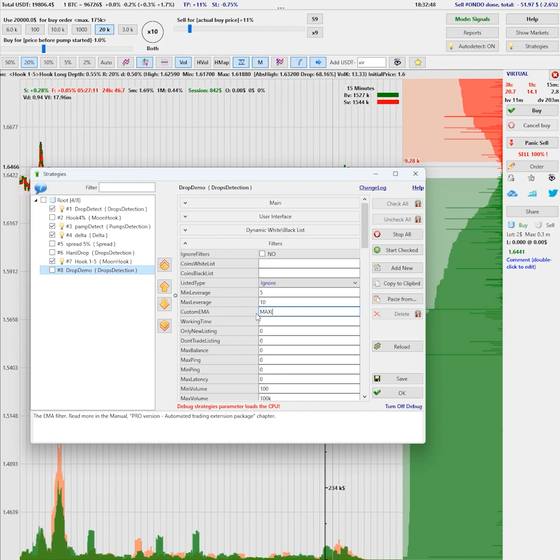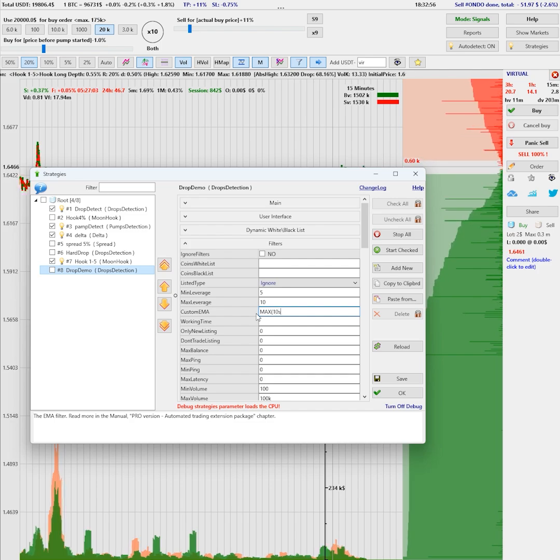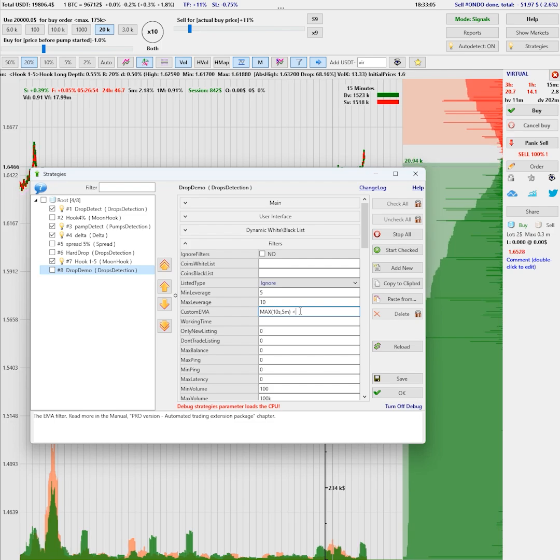For example, we can do something like the maximum of 10 seconds versus the maximum of 5 minutes, and it should be less than a certain difference. Let's say it should be less than 4%.